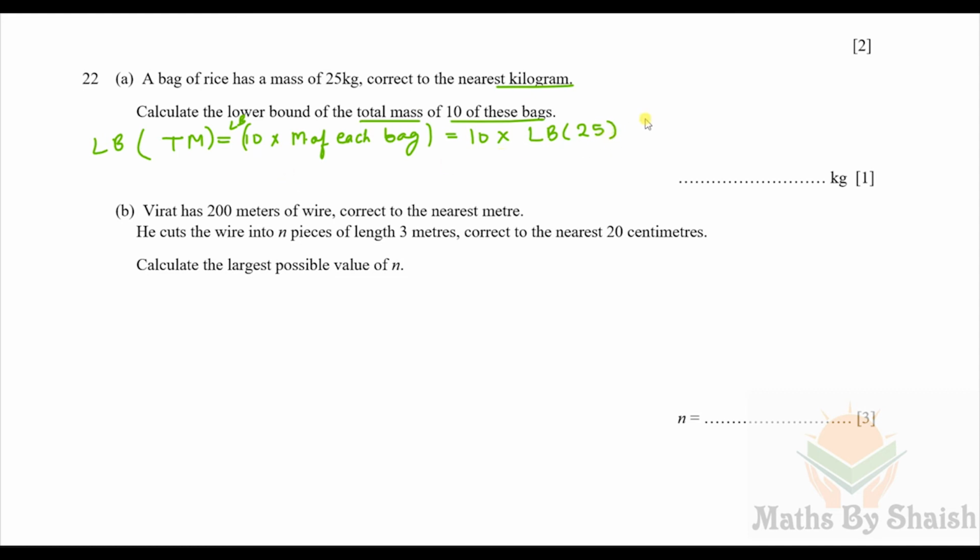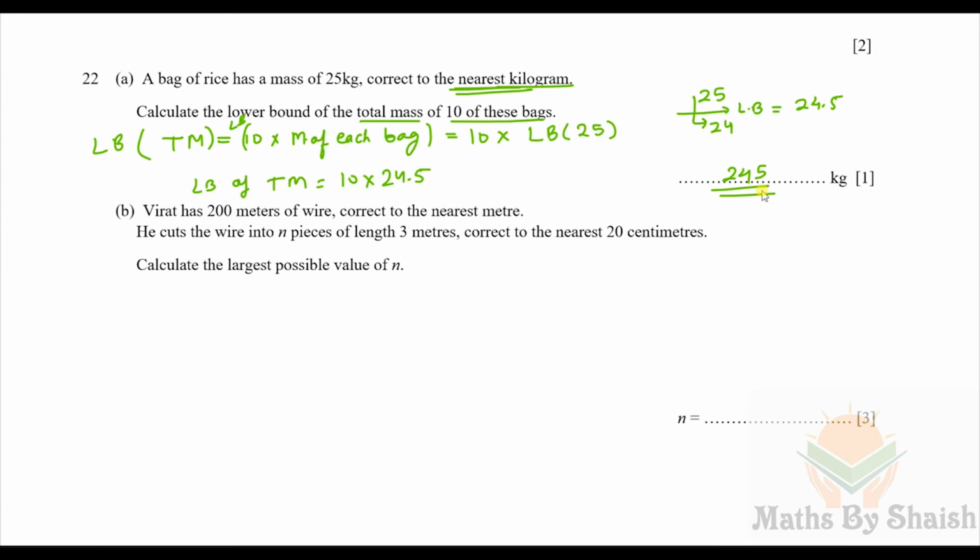So for 25 kg, it is given as nearest kilogram. This is the key point. So we'll find the next value before 25, that is 24, and the lower bound will lie between these. So it is between 24 and 25. It is 24.5. So the lower bound of total mass is going to be 10 into 24.5, that is 245. That is the lower bound of the total mass of the 10 bags.